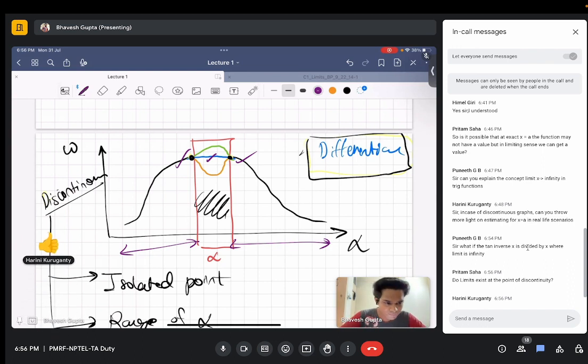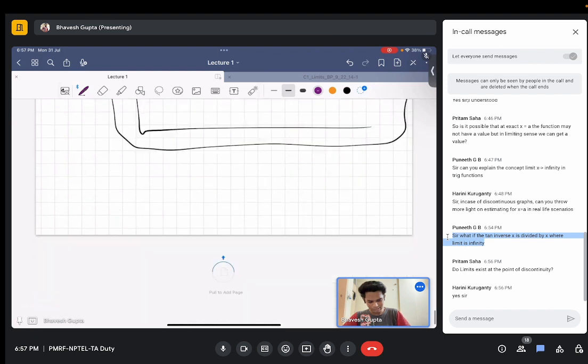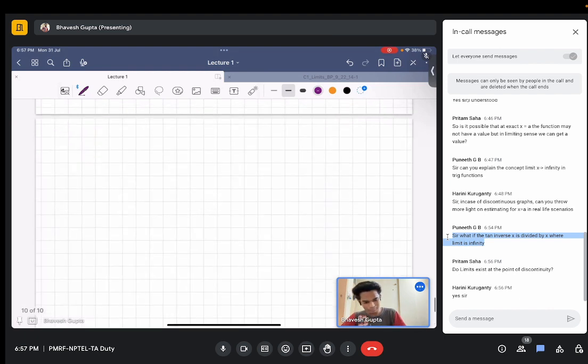Okay, thank you. So what about tan inverse x divided by x, where the limit is at infinity? See, this is Puneet's question, and it is an algebraic question. You have tan inverse x over x.